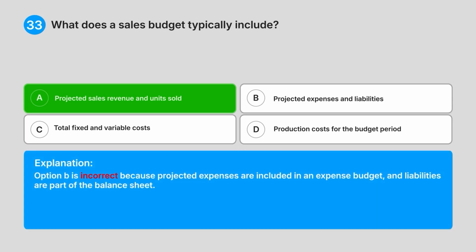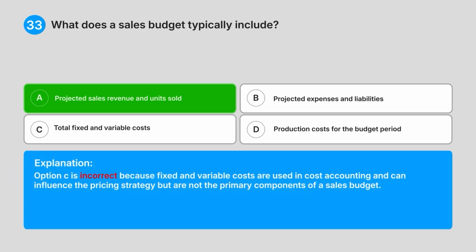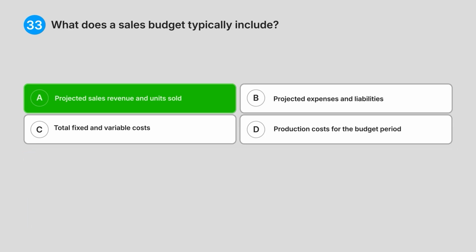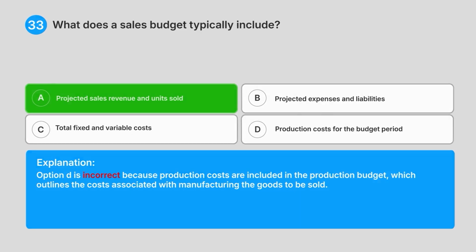Option B is incorrect because projected expenses are included in an expense budget, and liabilities are part of the balance sheet. Option C is incorrect because fixed and variable costs are used in cost accounting and can influence the pricing strategy, but are not the primary components of a sales budget. Option D is incorrect because production costs are included in the production budget, which outlines the costs associated with manufacturing the goods to be sold.